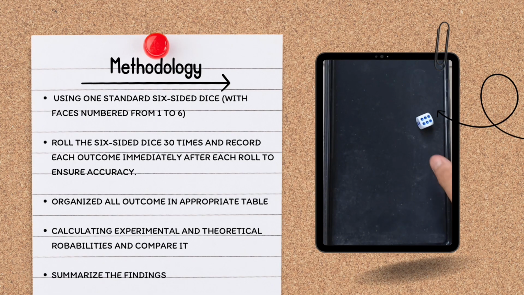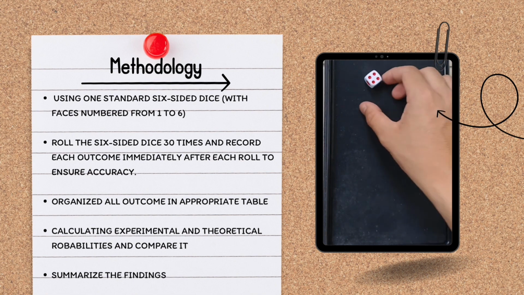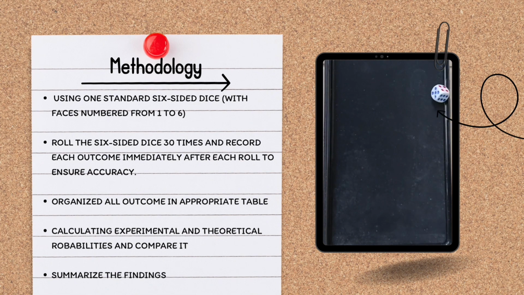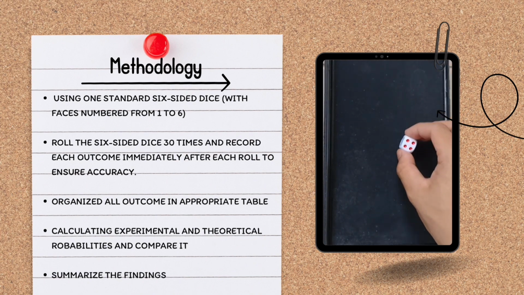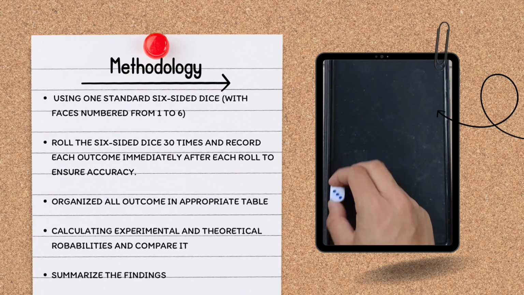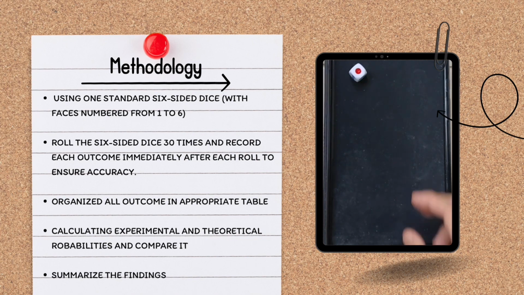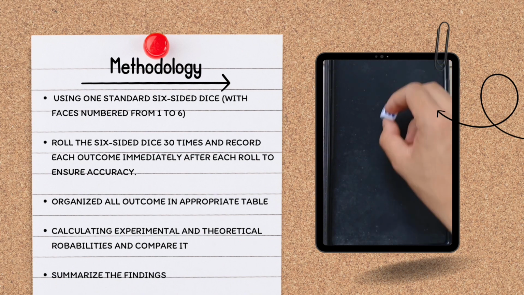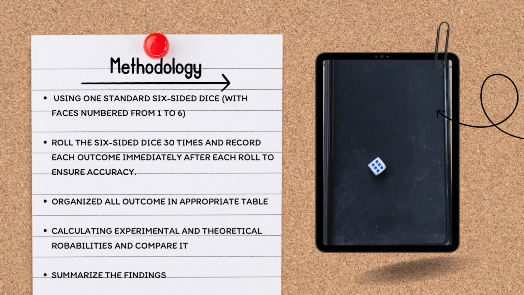For the methodology, we are using one standard 6-sided dice with faces numbered from 1 to 6. Then, we roll the 6-sided dice 30 times and record each outcome immediately after each roll to ensure accuracy. Then, we organize all outcomes in an appropriate table. And then we calculate the experimental and theoretical probabilities and compare them. Then we summarize the findings.